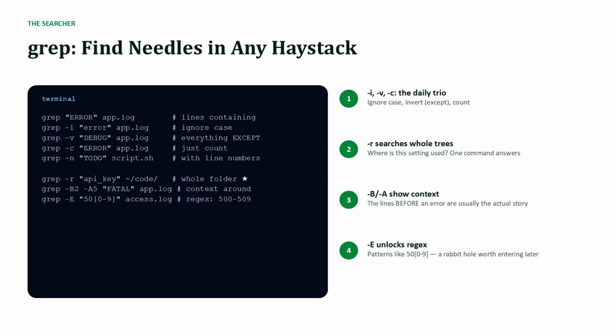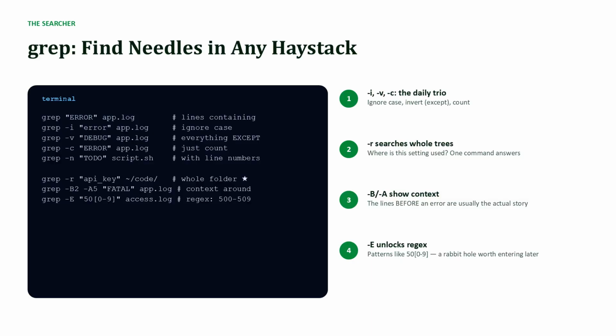Grep finds lines matching a pattern, and it's the most used search tool in computing. The daily trio of flags: -i ignores case, -v inverts, showing everything except matches, perfect for filtering noise, and -c just counts. -n adds line numbers for when you're heading into an editor. The heavy hitter is -r. Search an entire folder tree. Where is this API key referenced? One command.